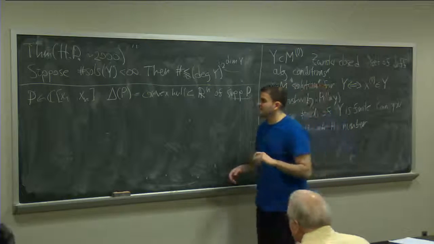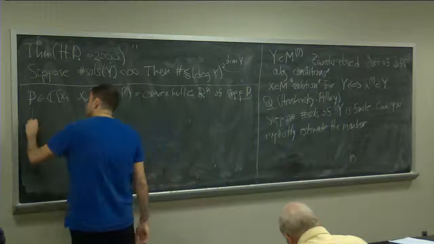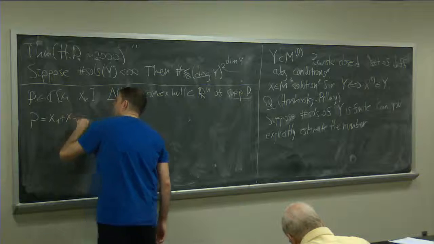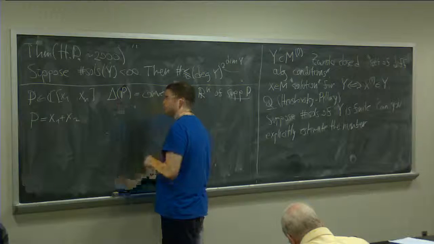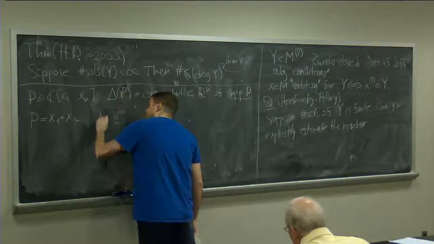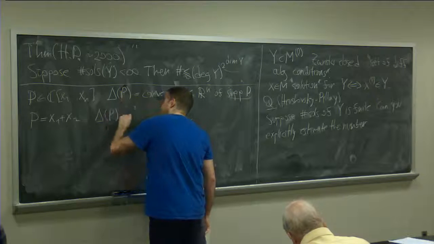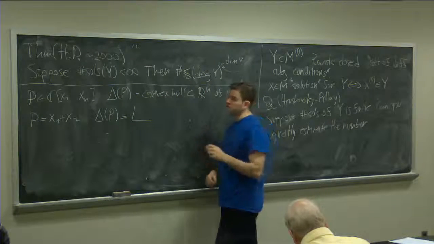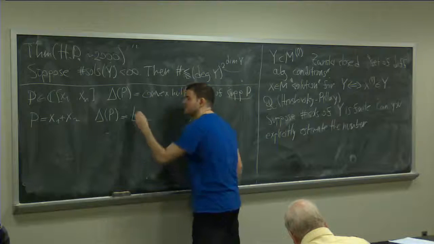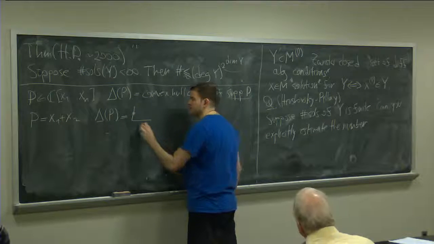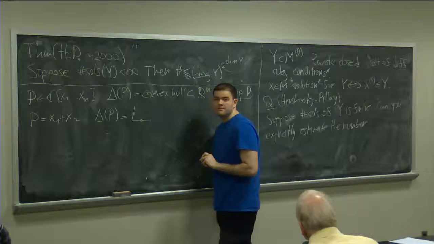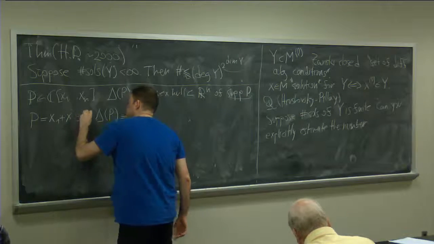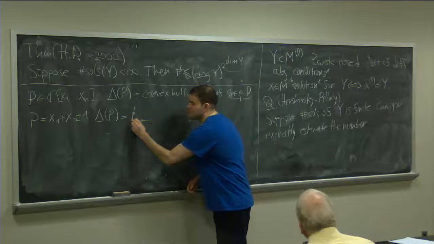Okay, so for example, let's say I have P which is x1 plus x2. Then this delta of P will be, okay, I draw R2. There are 2 points in the support. x1 is this point, x2 is this point. And then let me add +1 just to make it more interesting. So this will also be in the support.